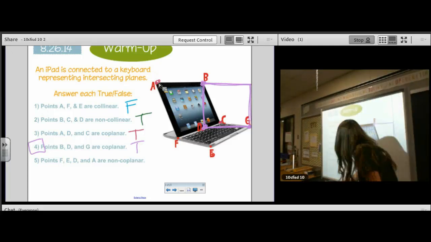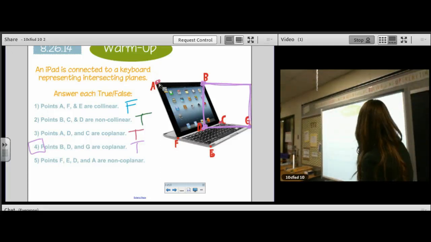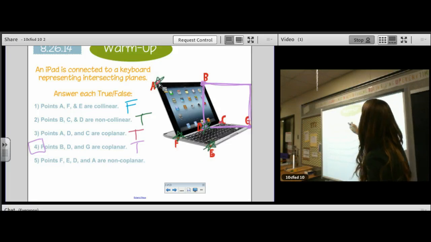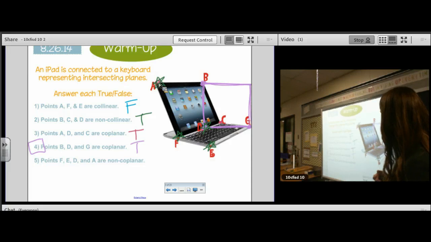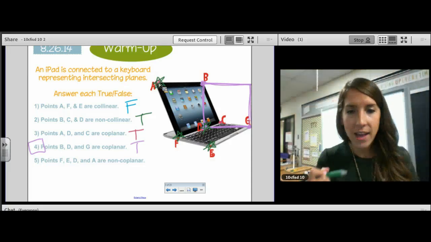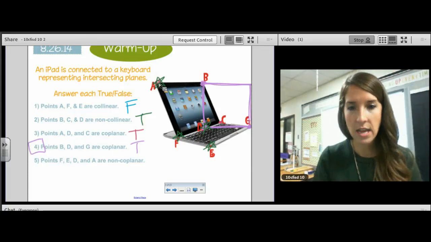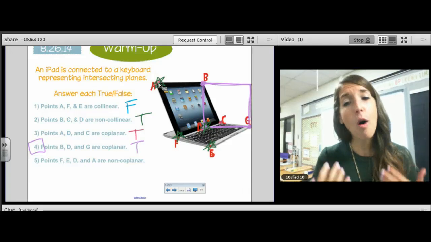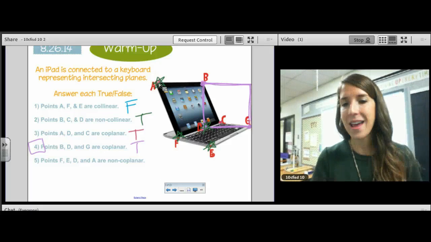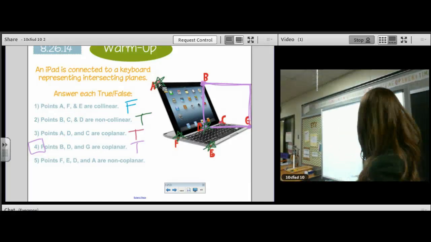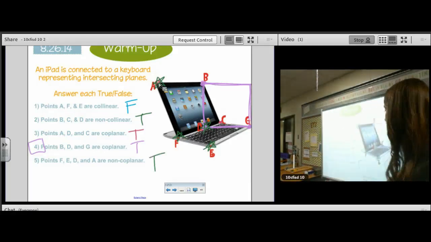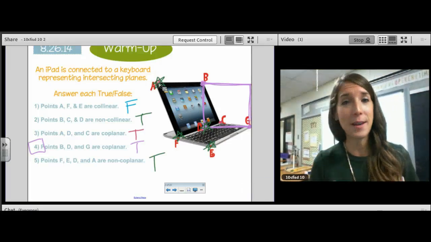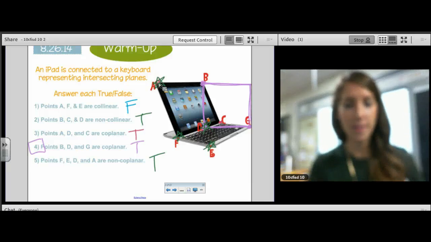All right, last one. Points F, E, D, and A are non-coplanar. Now here's the thing. I could put a plane through AFE or through FDE, but I couldn't put a plane through all 4 of them. I could catch 3 of them, but I couldn't catch all 4 of them. So that is actually true. They are non-coplanar. Now normally I would call on your names and make you answer the warm-up questions, but for now we're still kind of getting used to things.